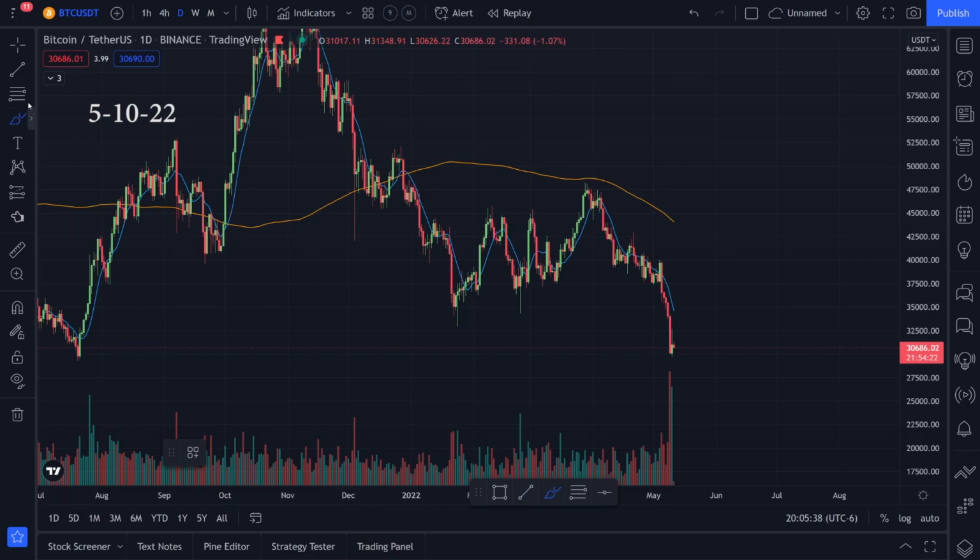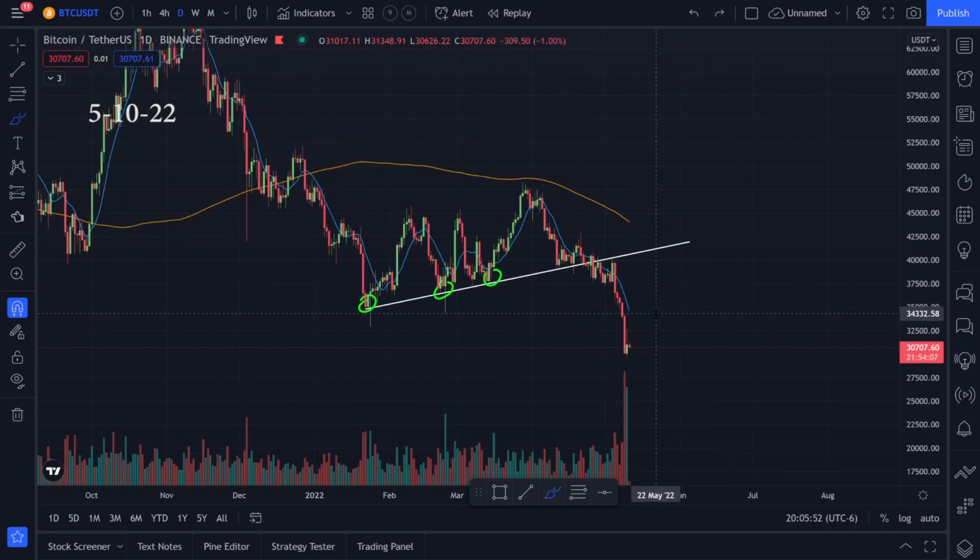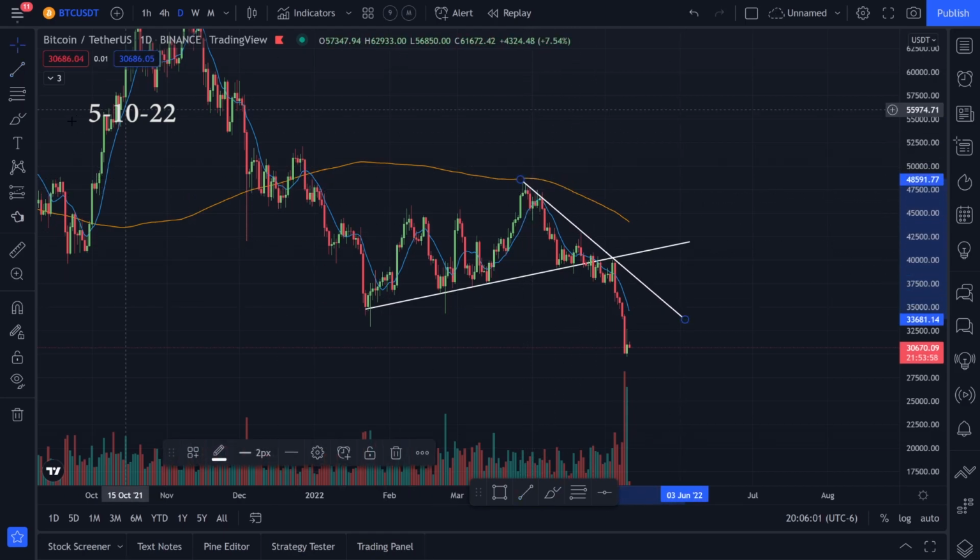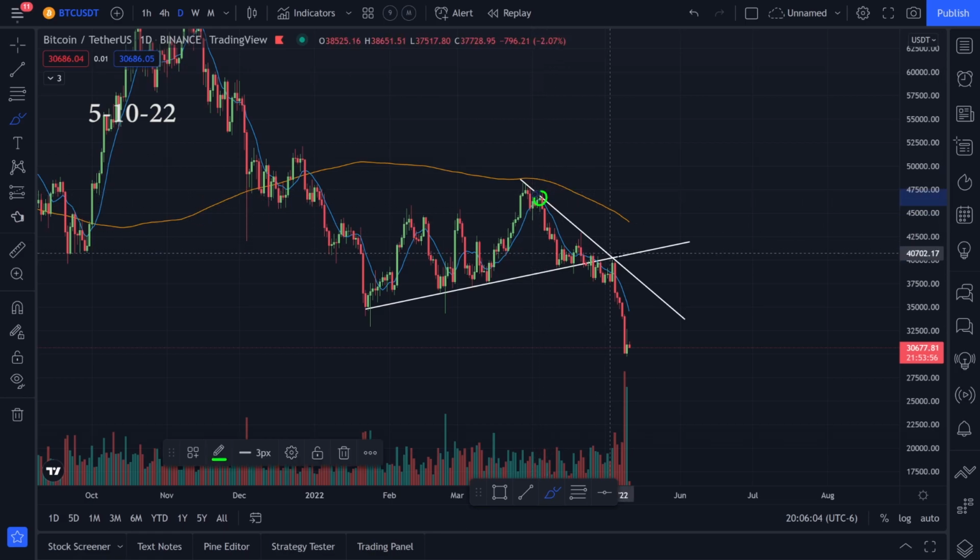I was looking at this bottom right here. We had support, support, support. When we broke this support line going to the downside, it's kind of a bearish signal in my opinion. After that, what I've been looking at is this downtrend, from these resistances right here, resistance, resistance, and resistance. Came up, got rejected, rejected, rejected.